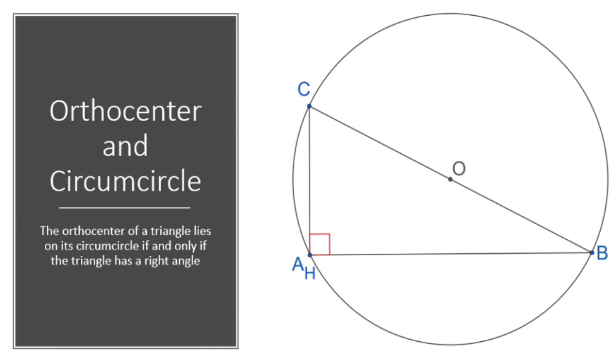In this diagram, we see that the right angle lies at vertex A, making angle CAB the right angle. The reason it can only lie on the circumcircle if the triangle has a right angle is because this angle is also an inscribed angle looking at arc BC, which we proved before is equal to 90 degrees, since we know that BC is a diameter.